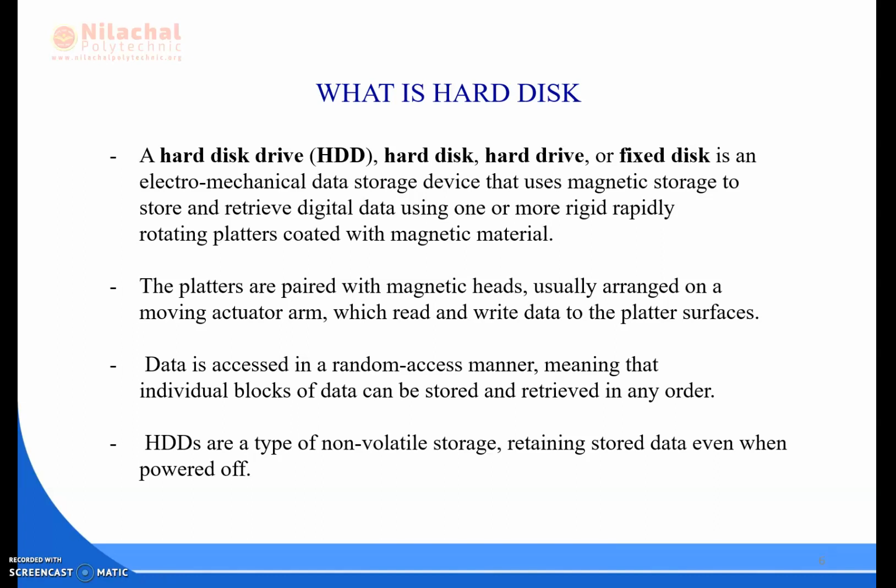it is also known as a fixed disk or hard disk drive. So basically we will call it a hard disk. It is an electromechanical data storage device that uses magnetic storage to store and receive digital data using one or more rapidly rotating platters coated with magnetic material.